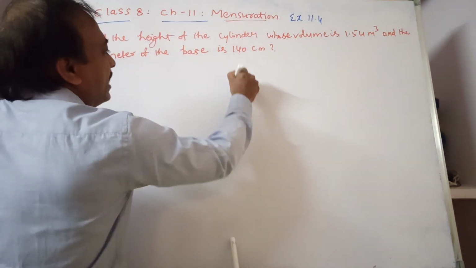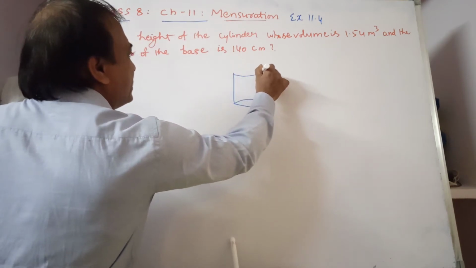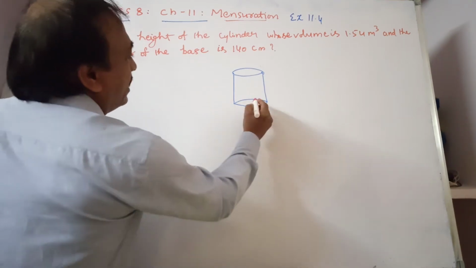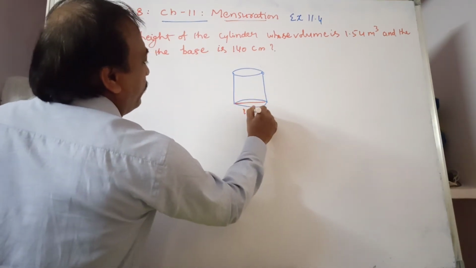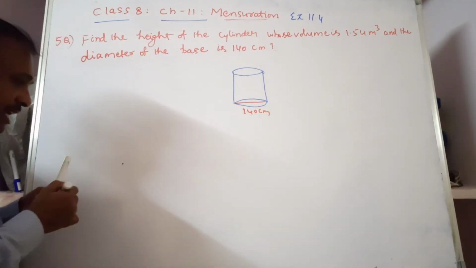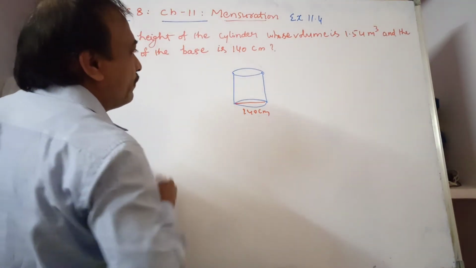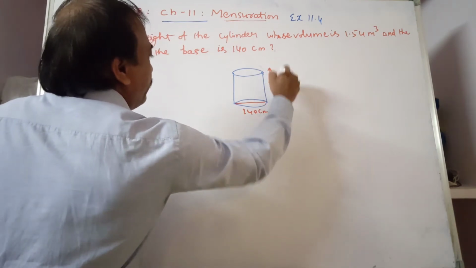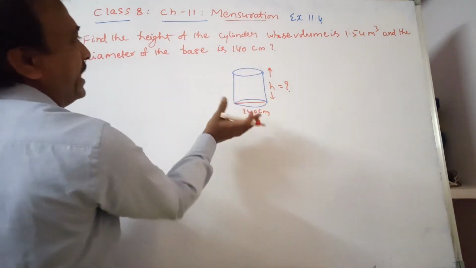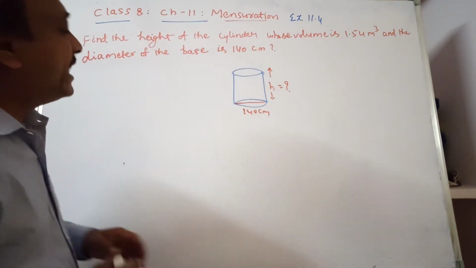Observe it. This is the cylindrical portion, and the base is in a circular shape. So this is the diameter. Diameter is given as 140 centimeter and the volume is given as 1.54 meter cube. So in the solution, we have to find out its height. This height we are going to find, that is the question mark. The space occupied by this object is 1.54 meter cube.